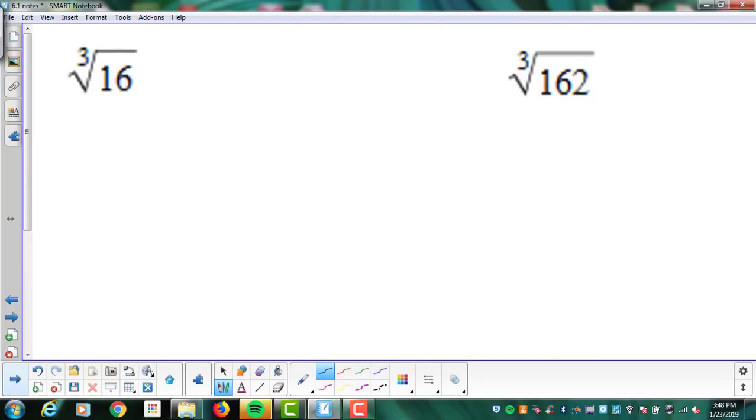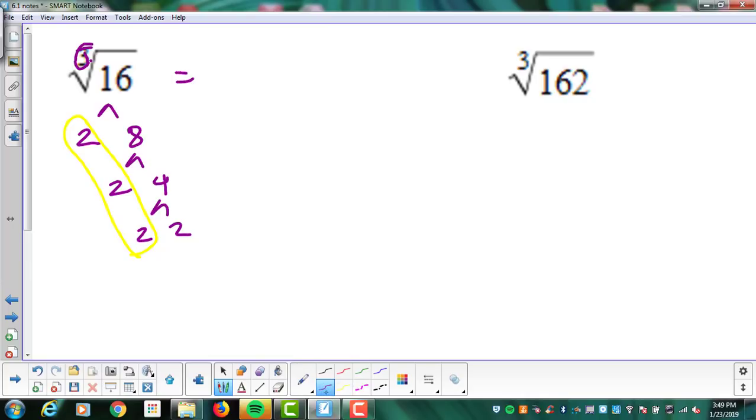So now I want to apply this method to cube root. I could try to find a factor of 16 that is a perfect cube, or I can make a factor tree. So 16 is 2 and 8. 8 is 2 and 4. 4 is 2 and 2. And because I'm looking for a cube root, I'm going to group them in 3s. So I have 3 of those. They're all the same. So I'm going to rewrite this as 1 from the group, cube root of what didn't have a partner. So that 2 had to go back underneath the radical.